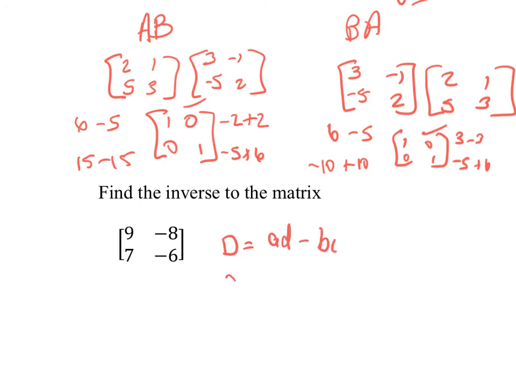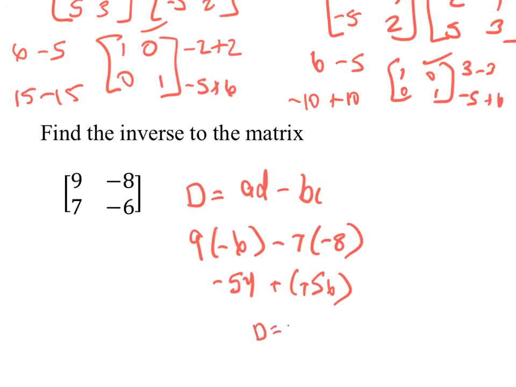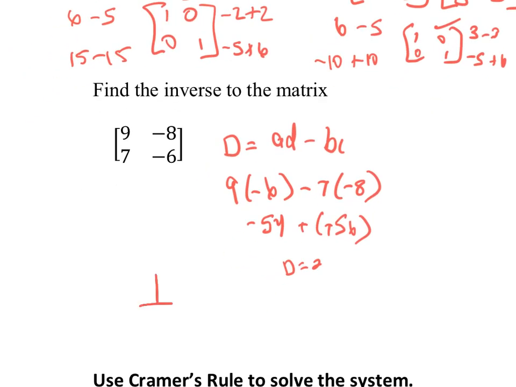So majors, 9 times negative 6 minus 7 times negative 8. So 9 times negative 6 is negative 54, minus 7 times negative 8 is negative 56. So this becomes plus, so my determinant is 2. So I have 1 over 2 equals, and now we have to get our matrix set up to do our inverse.